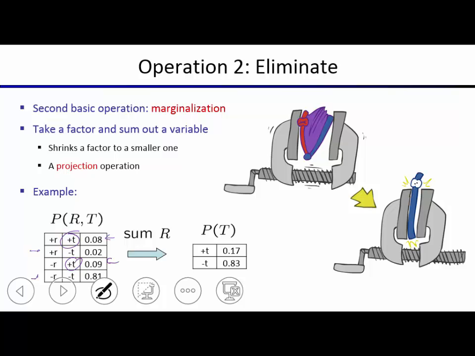Whenever we sum out, tables shrink. So from a computational point of view, summing out is in some sense a good thing because now we're left with less to pass around going forward, whereas joining is something where we build up something bigger and bigger and bigger and we need to be careful about.